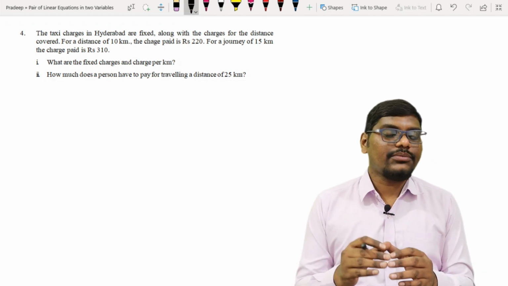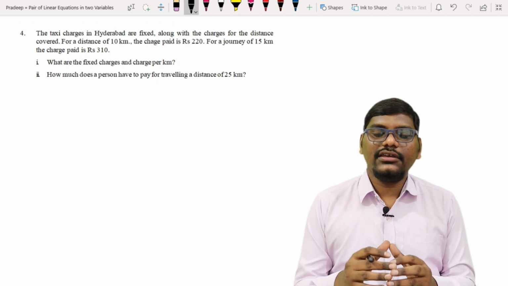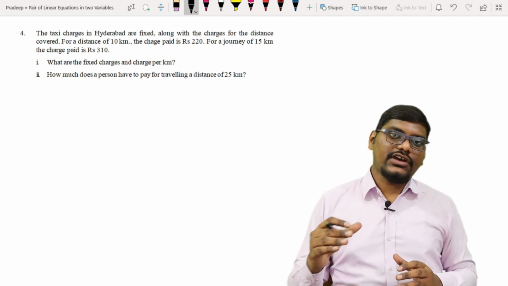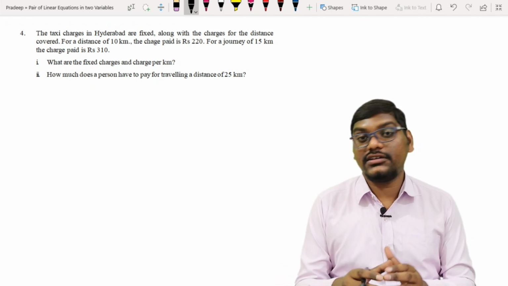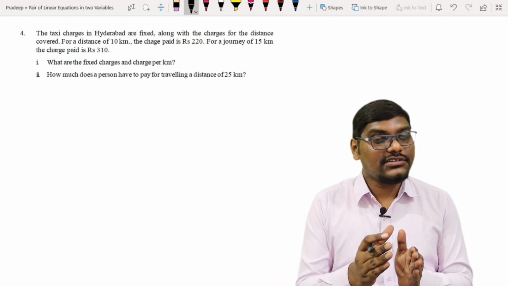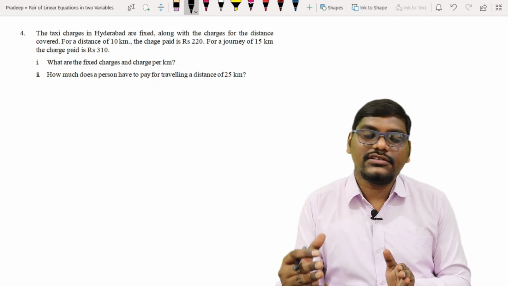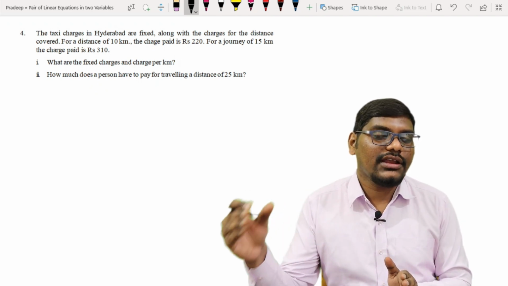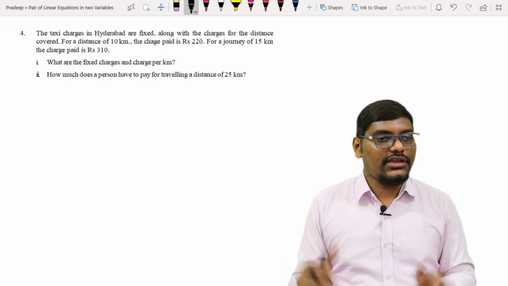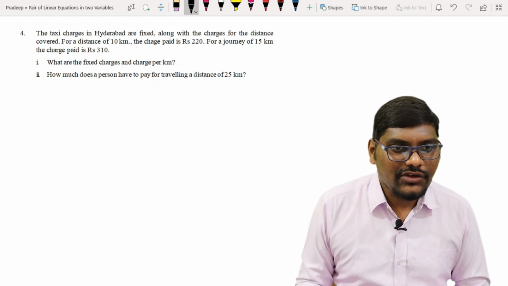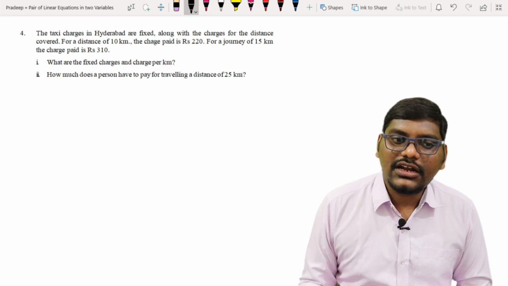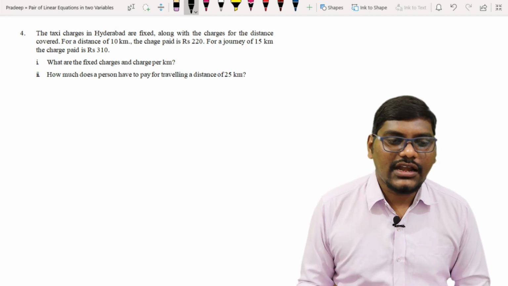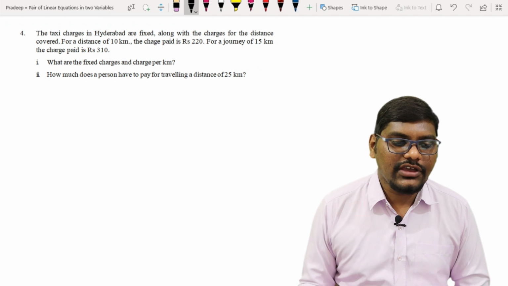So to travel in a particular taxi in Hyderabad, there will be fixed charges, whether you travel a longer distance or a shorter distance. There will be fixed charges, and in addition to these fixed charges, as the number of kilometers increases, the price also increases. So they are giving a few pieces of information. We'll use that and find out these two things, that is, what the fixed charges are and also how much it costs for 25 kilometers.